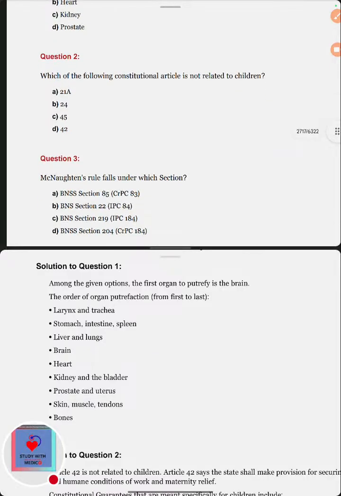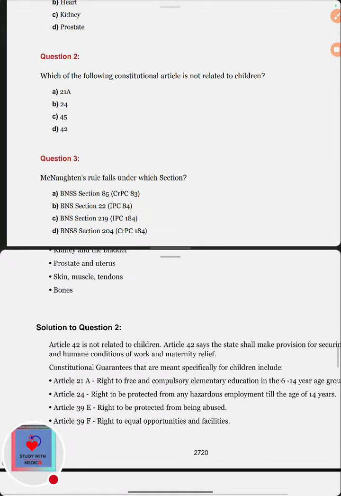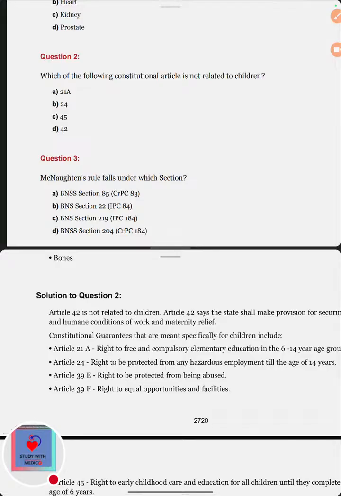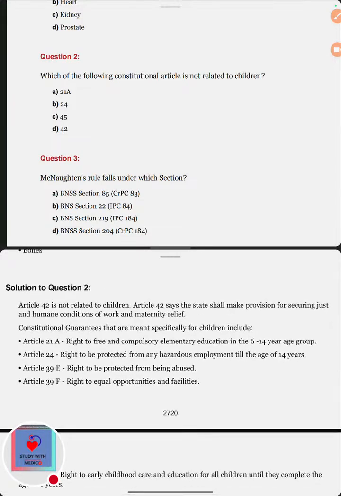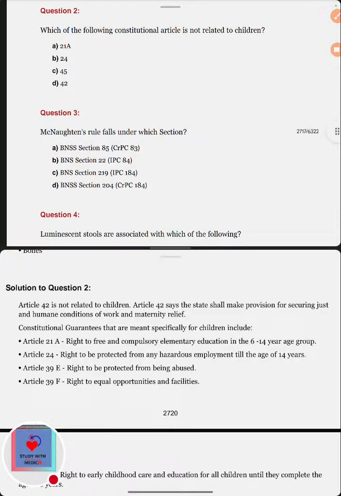Which of the following constitutional articles is not related to children? Article 21A is the right to free and compulsory elementary education up to 14 years. Article 24 protects children from hazardous employment up to the age of 14. Article 29 is about the right to equal opportunities and facilities.